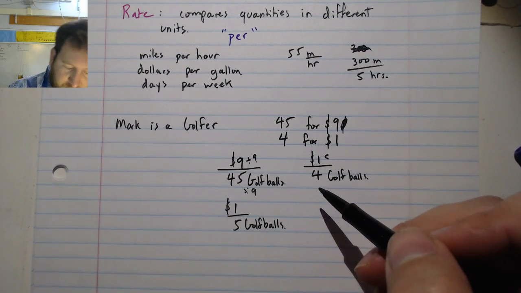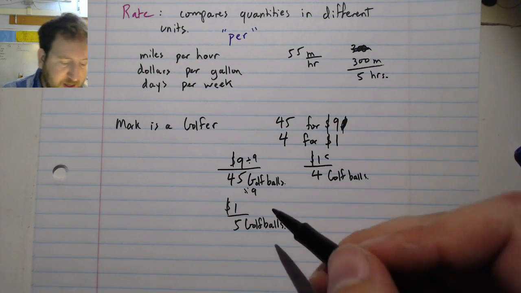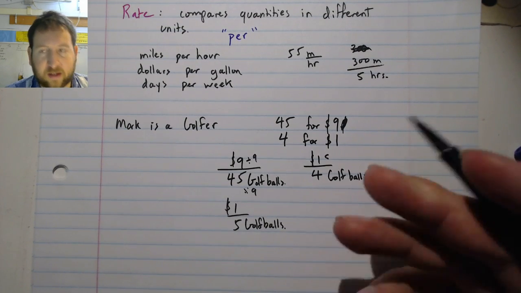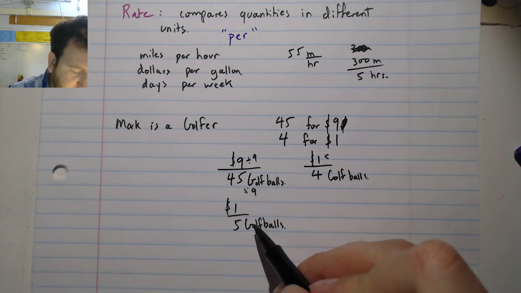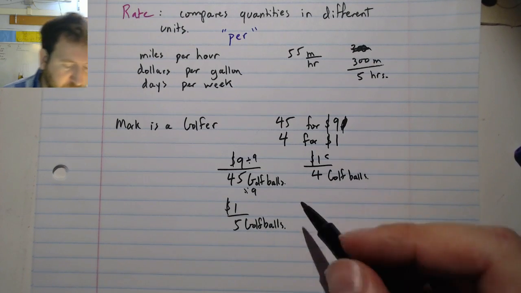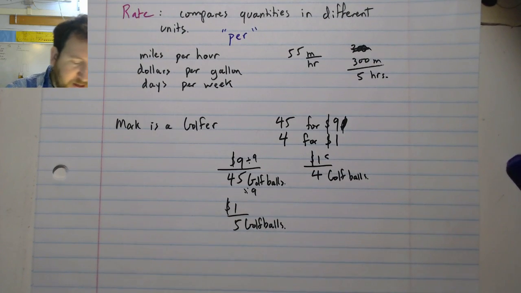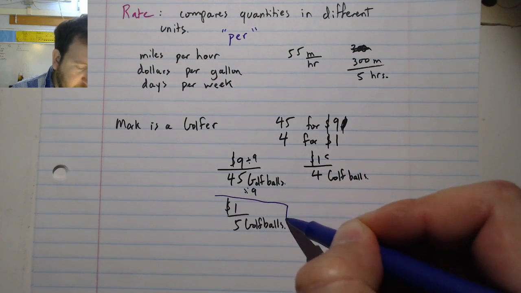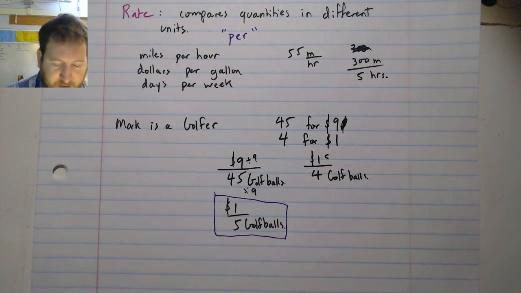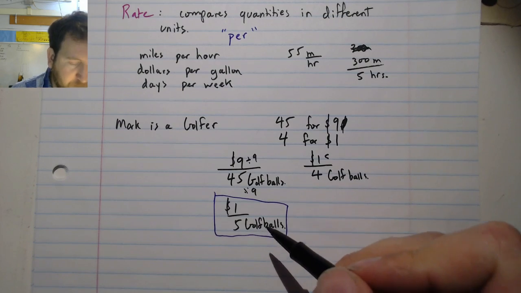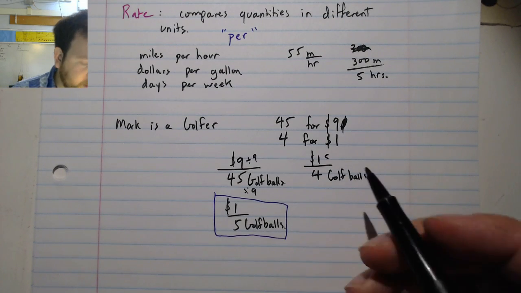So now I can compare these two, and I can see that it's definitely a better deal to pay $1 and get 5 golf balls instead of $1 to buy 4 golf balls. So this one here is the better deal. And I can tell that simply by solving and reducing my fractions.